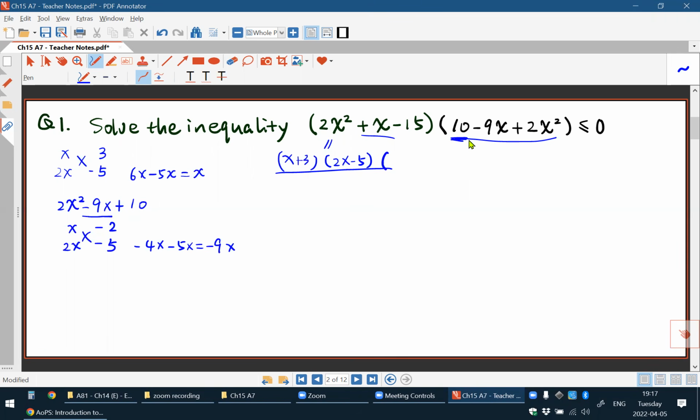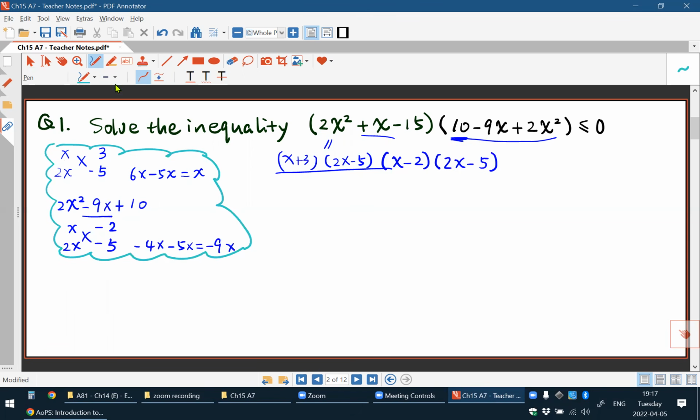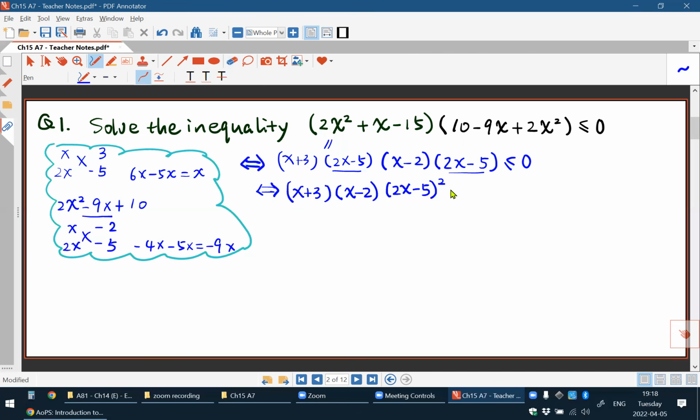So that means the second expression here can be factored to x minus 2, then 2x minus 5, right? Okay, of course, this needs to be done preferably on scratch paper. You don't have to write it here. Okay, so basically the original expression is equivalent to this one less than or equal to 0, right? And this can be further simplified, noting here we have 2x minus 5, right? So that's x plus 3 times x minus 2, then times 2x minus 5 squared less than or equal to 0.